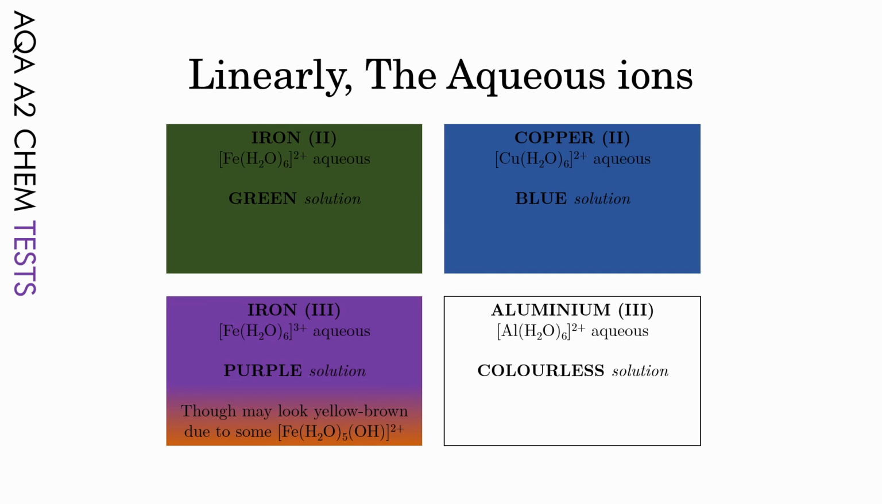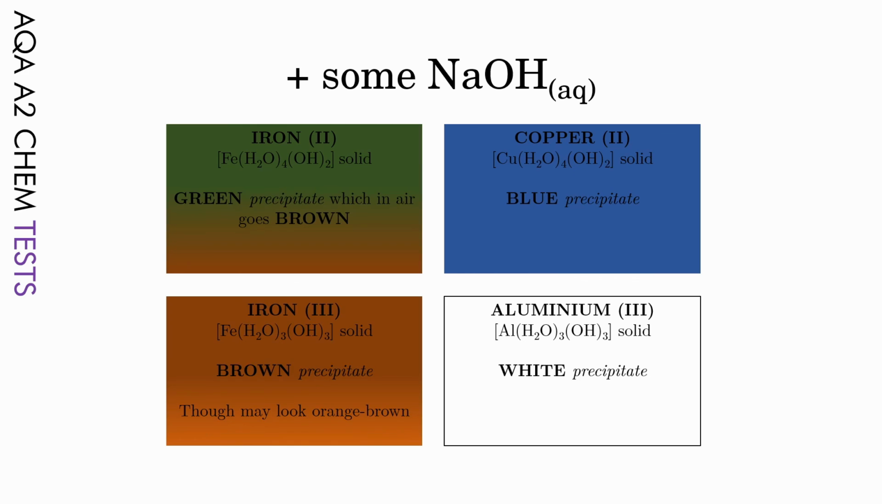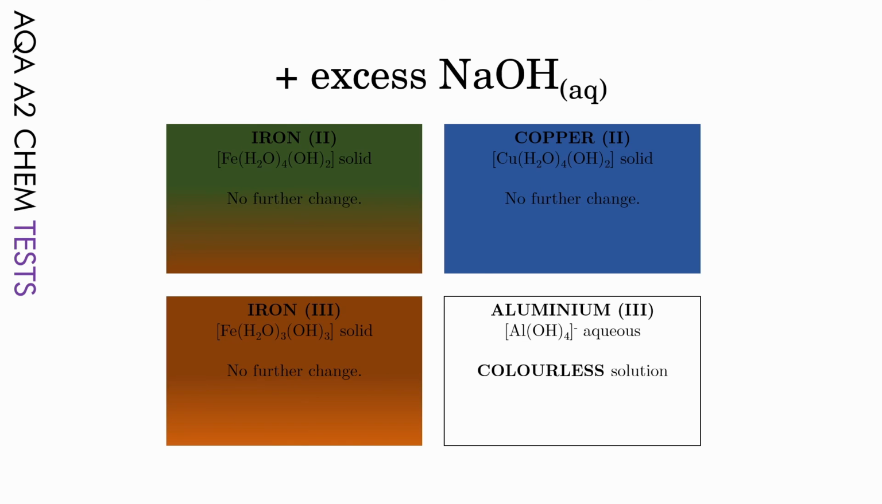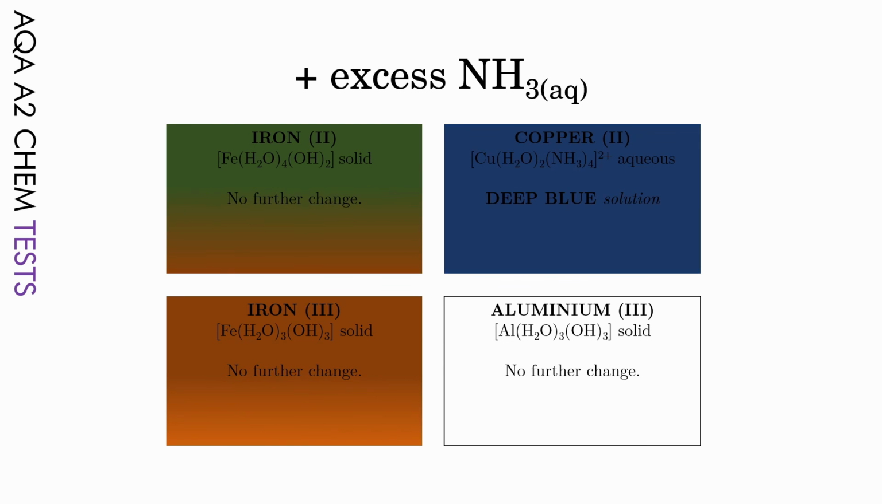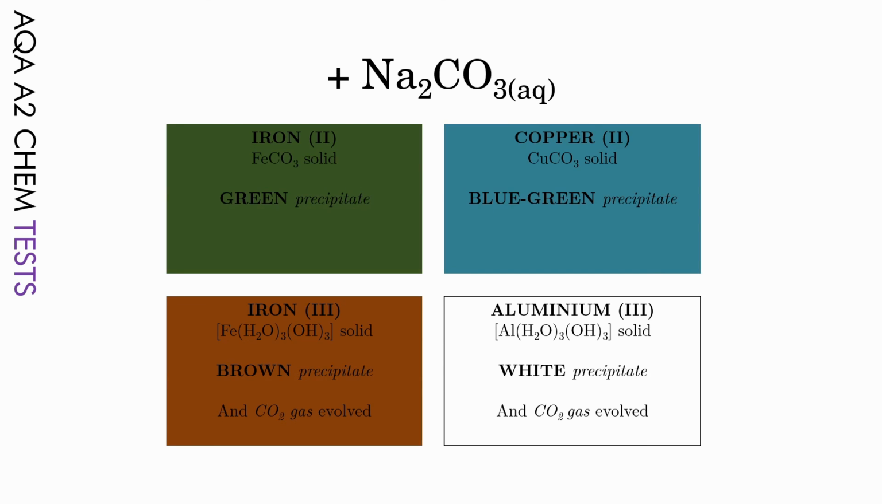Iron 3 is a purple solution, though it may look yellow-brown. Upon addition of some sodium hydroxide, it goes to a brown precipitate. Add excess sodium hydroxide, there is no further change. Add some ammonia, it's a brown precipitate still. Add excess ammonia, there is no further change. Add sodium carbonate, it's a brown precipitate, and CO2 gas is evolved.